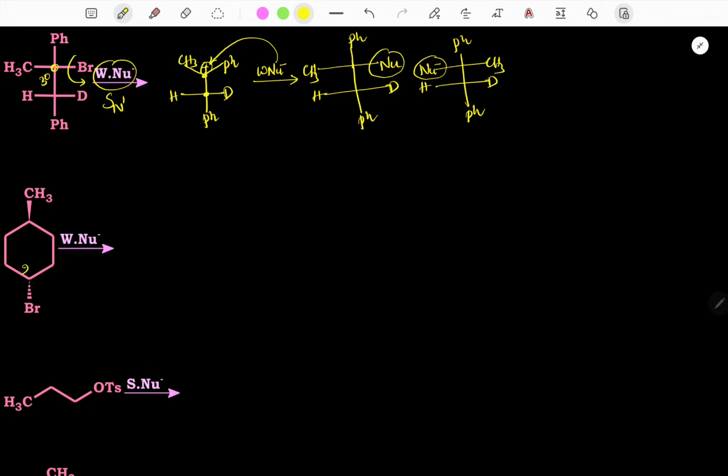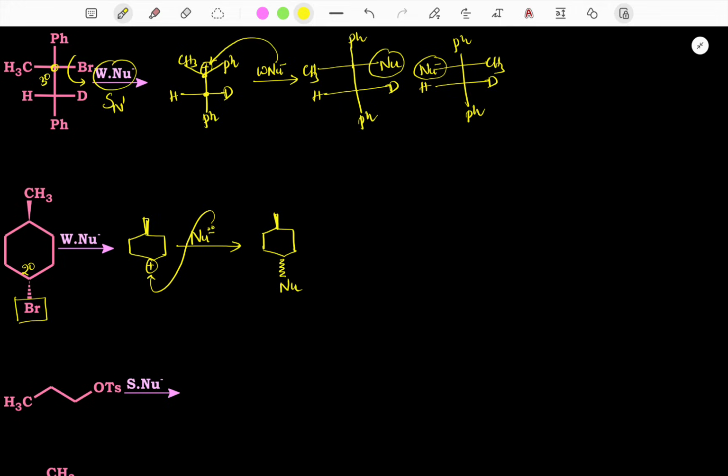Next one, it is a secondary. So by removing the leaving group, we can write the stable carbocation. And of course here migration and ring expansion are not possible. Now it reacts with the nucleophile, and since a carbocation is formed, it attacks from both sides. So these are the examples of SN1.